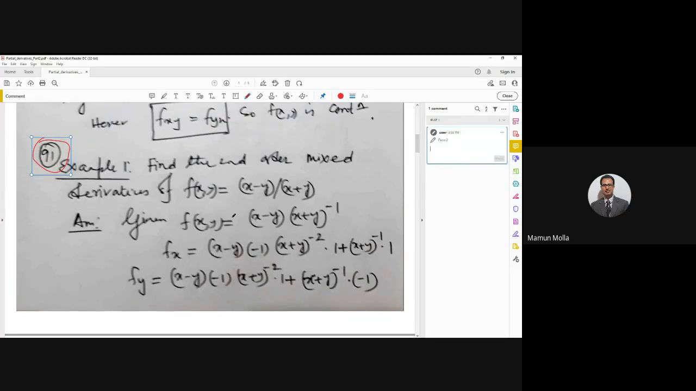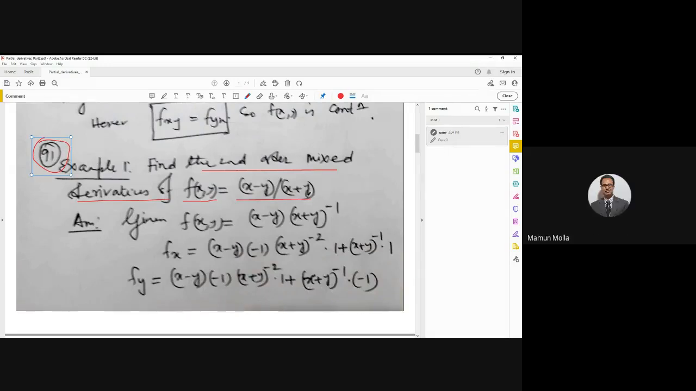problems only. This chapter has 112 problems. This is number 91. Find the second order mixed derivative of this f of xy, x minus y divided by x plus y. If you apply the derivative, definitely you have to apply u by v procedure. Am I right? Yes, sir.